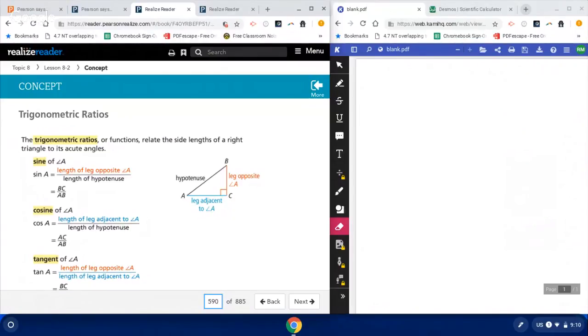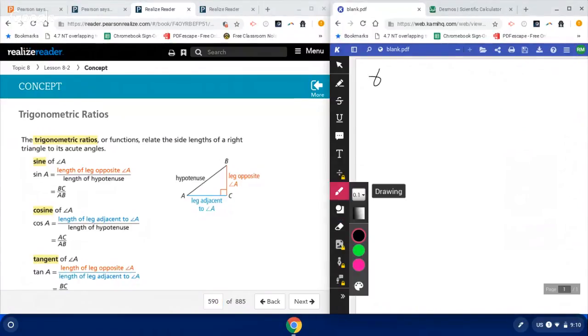Anything I write over here on the right side, I want you to write down on a piece of paper. We're going to start by labeling this as 8.2 notes. And the left side is just the reference. On the left here, we're doing trig ratios.